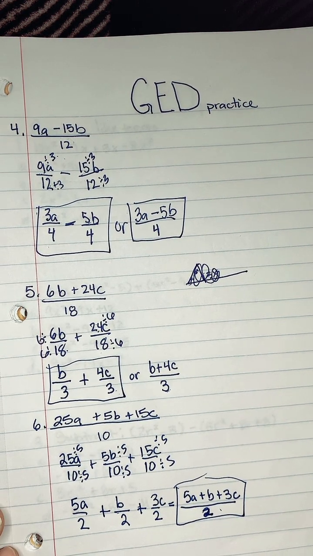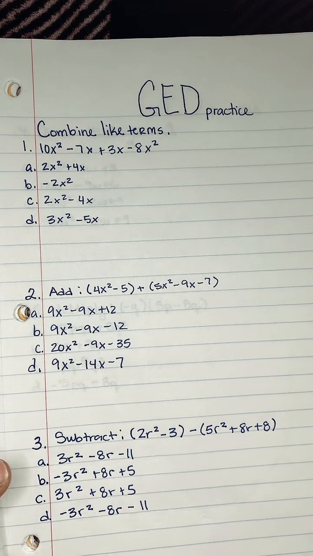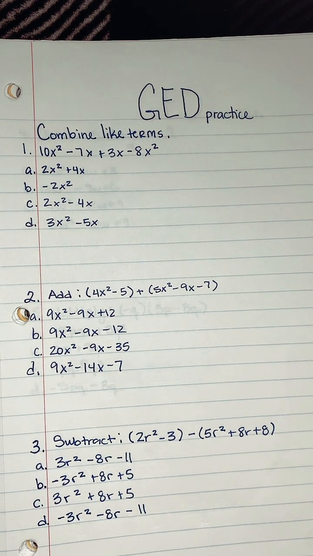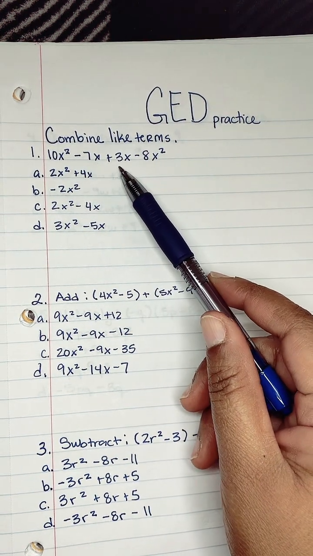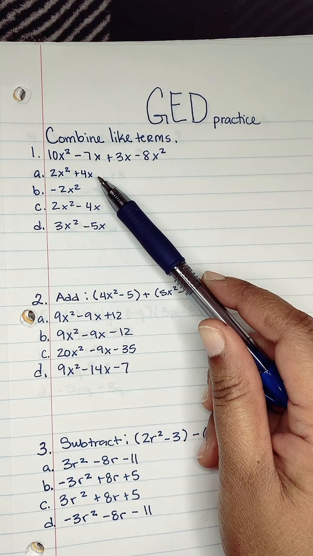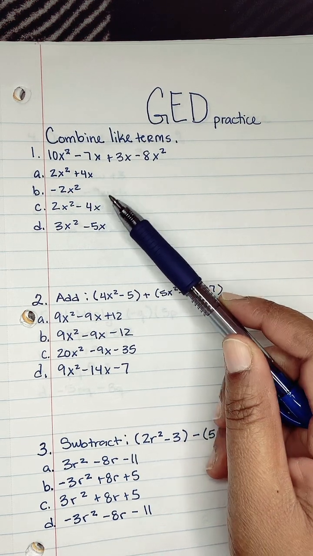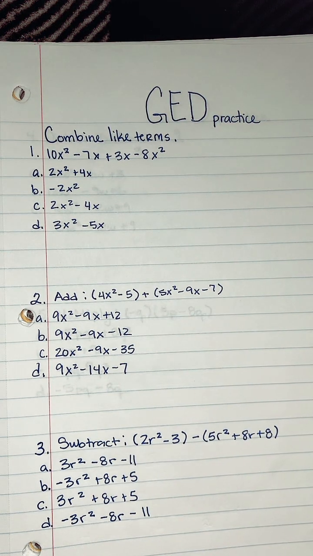Thank you. All right, now let's get into this multiple choice, right? Because that's what the GED really is. It's a multiple choice test, okay? So, let's start with number 1. It says combine like terms. We have 10x squared minus 7x plus 3x minus 8x squared. Is it A, B, C, or D? What do you guys say in the chat?